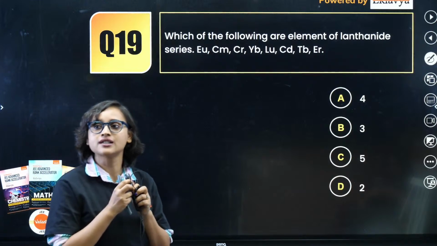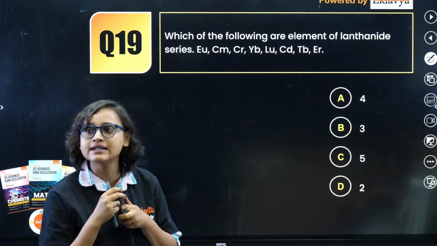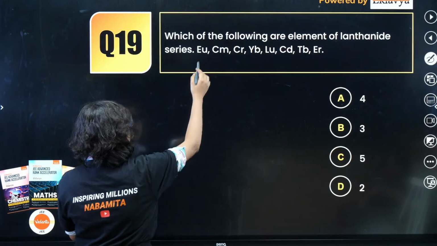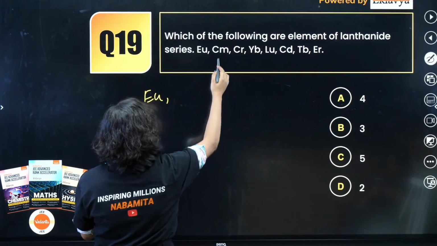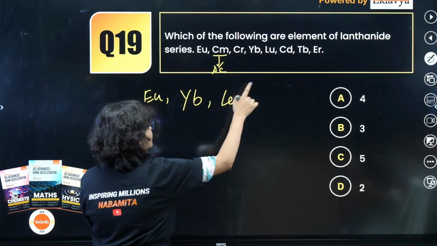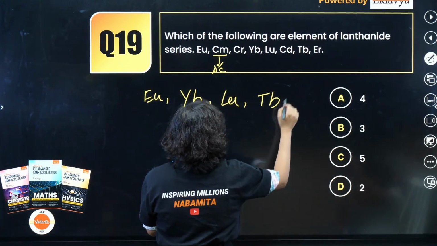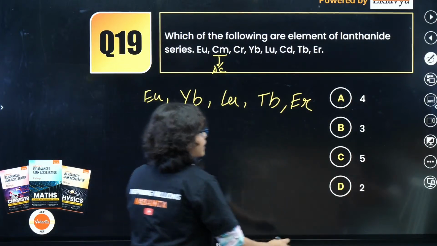The next question is, which of the following are element of lanthanide series? Europium is a lanthanide series. This belongs to actinide. Cadmium does not belong to F block. Yes, then you have Tb, and then you have erbium. So 1, 2, 3, 4, 5. 5 is the correct answer.